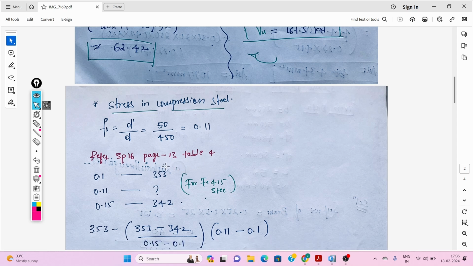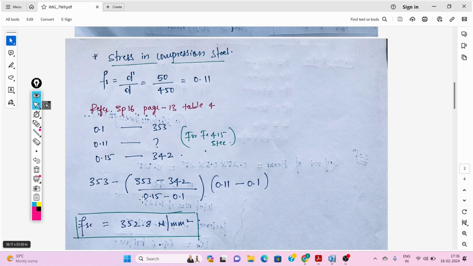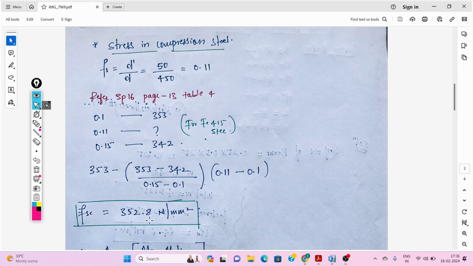Okay, so we don't have a value for 0.11. We have values for 0.1 as well as 0.15. For 0.1, 353. For 0.15, 344, for Fe415 steel. Okay, so we need to interpolate. If you calculate this, we get fsc as 352.8 Newton per mm square. This is the stress in compression steel.